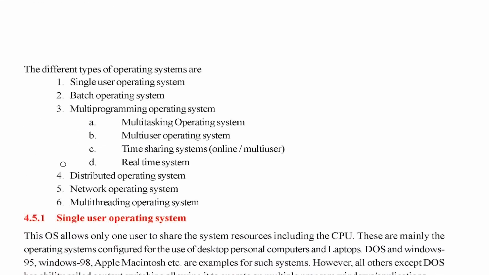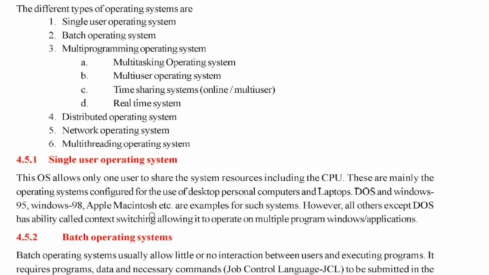You can see the different types of operating systems are single user operating system, batch processing operating system or batch operating system, and multi-programming. In multi-programming operating systems, we have different types: multitasking, multi-user, time sharing and real-time. They come under multi-programming. And we have a distributed operating system, a network operating system, and a multi-threaded operating system. So these are the different types of operating system. We'll discuss them.